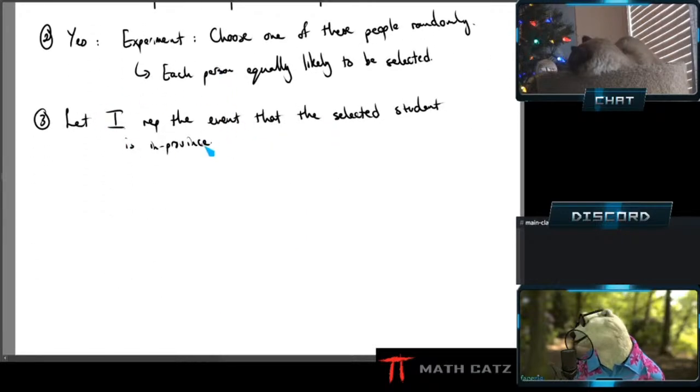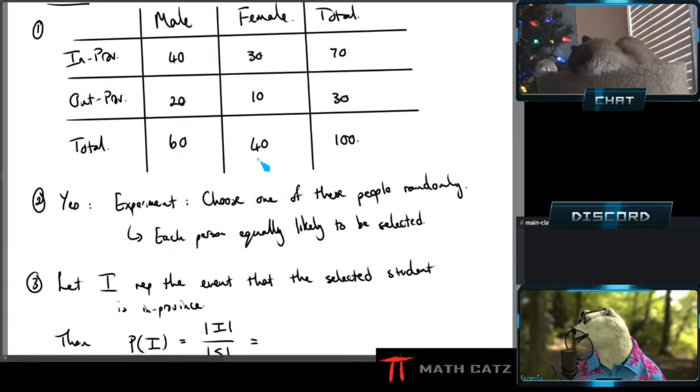Then because every student is equally likely to be selected, the probability of getting this event's requirement is simply the number of ways I can get that requirement, whatever I call the event, divided by all possible ways. So now I go and count. How many students have the property of being an in-province student? 70. How many students are there in total? 100.